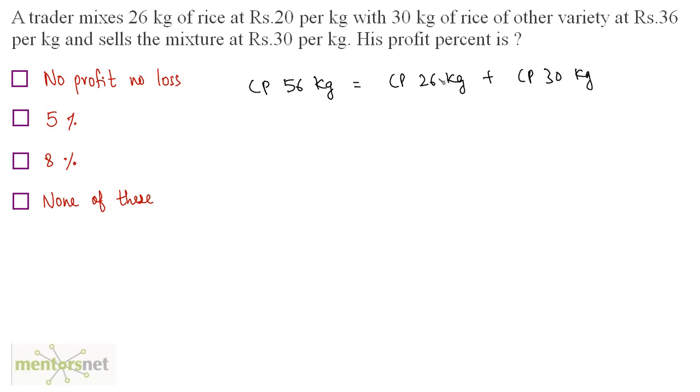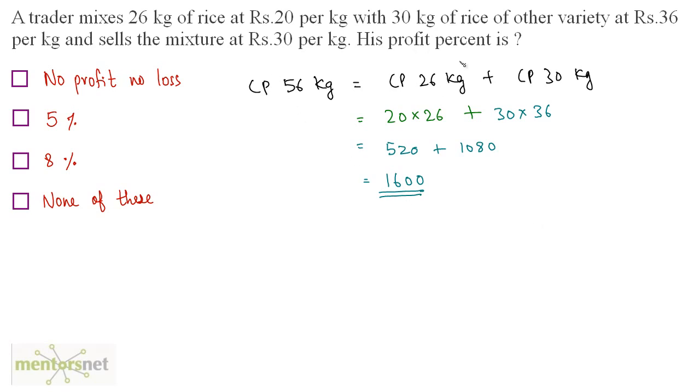Now the cost price of this 26 kg of rice will be equal to, we have 26 kgs bought at the rate of 20 per kg. So 20 times 26 is the cost price of this, plus the cost price of 30 kgs is equal to, we have 30 kgs of rice bought at the rate of 36 per kg. So 30 times 36. This is 520 plus 30 times 36 is 1080, and that is equal to 1600 rupees, which is the cost price of 56 kgs.